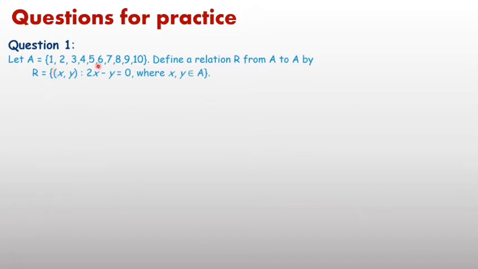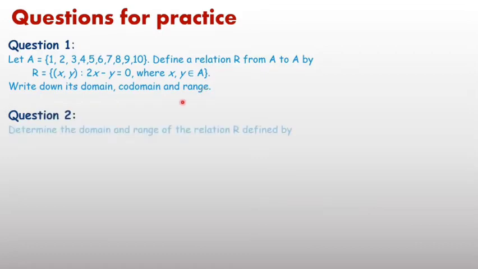Set A is given, containing the first 10 natural numbers. You have to define a relation R from A to A, meaning the collection of all ordered pairs (x, y) such that 2x minus y equals 0, where x, y belong to A. To define a relation means you have to write this relation in roster form. And also you have to write the domain, codomain and range of this relation.